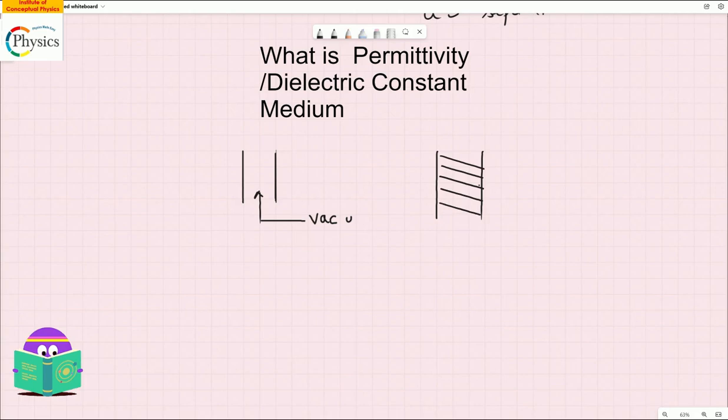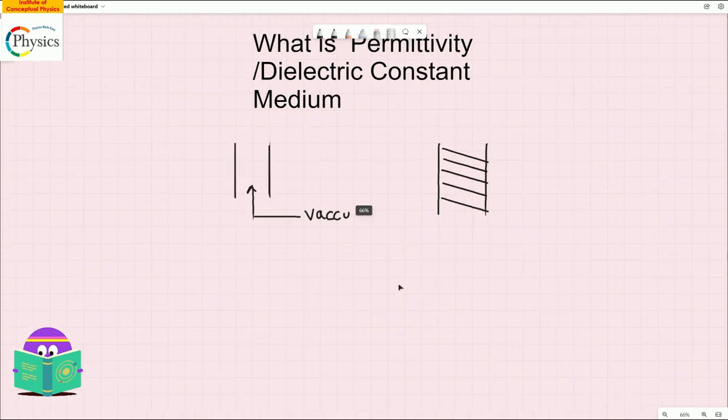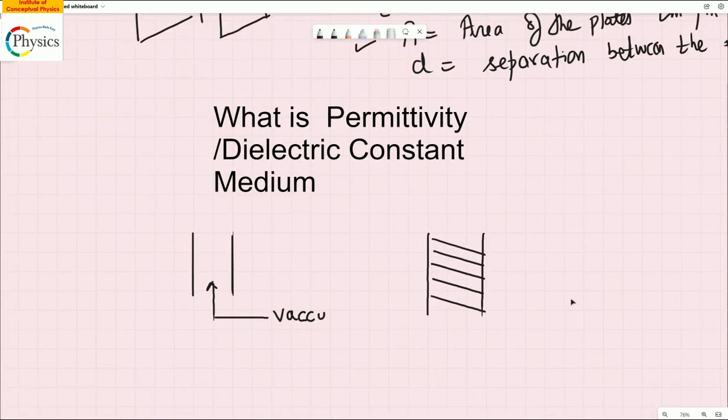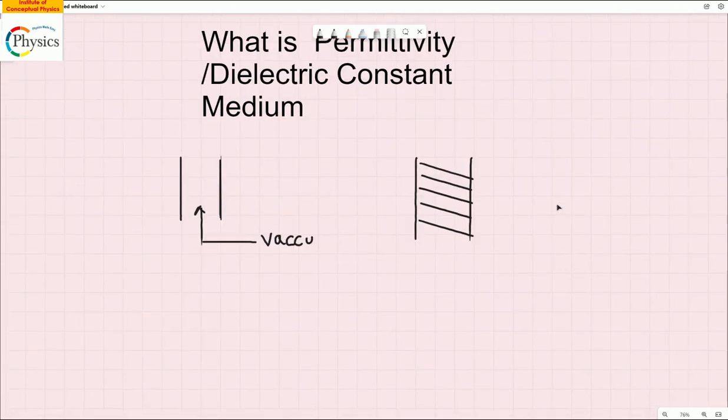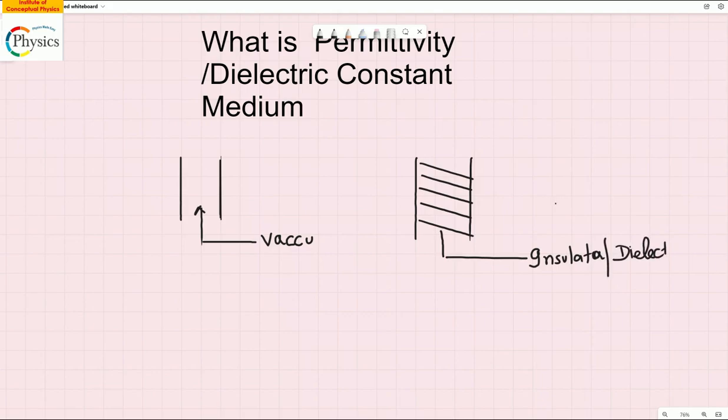I hope you remember, air is also an insulator. Any form of insulator will help. So let's concentrate on understanding the concept of permittivity. In the second diagram, I have introduced a material, and this material is another insulator, or what is commonly called a dielectric. Dielectric, one and the same thing. So remember, see the words very carefully. Vacuum also is an insulator. What is an insulator?